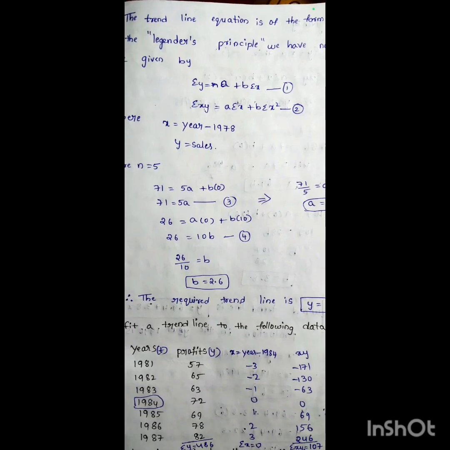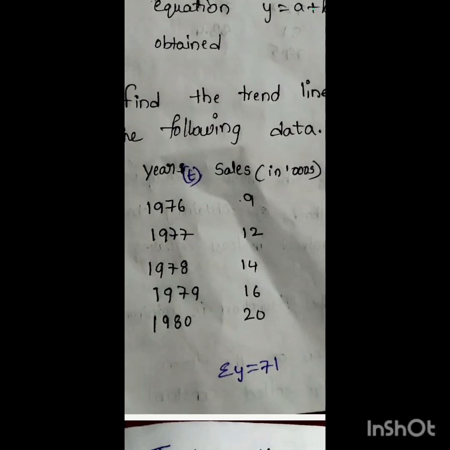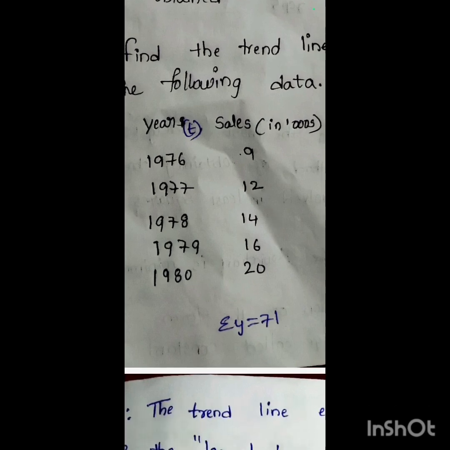So you have to prepare the table according to the given data, and you have to calculate. Let's see one example over here which is easy to understand to find the trend calculations. Find the trend line by the least squares method of the following data. Here the given year values and sales.